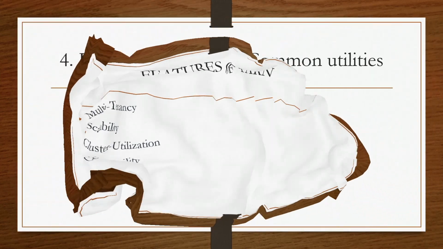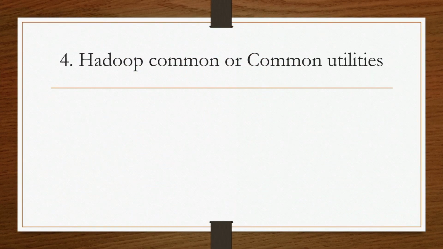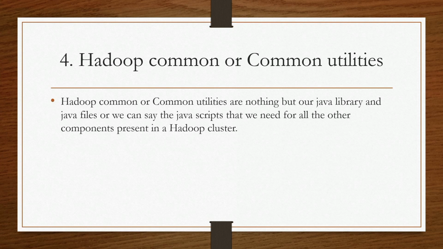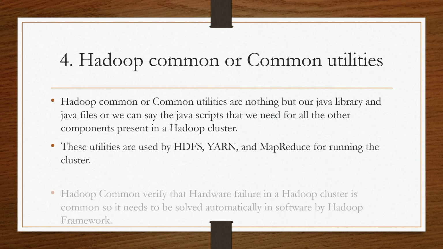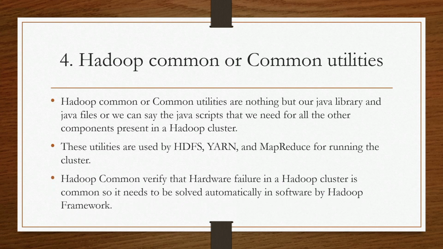Hadoop Common, or the common utilities. The Hadoop Common utilities are nothing but our Java libraries and Java files, or we can say the scripts that we need for all other components present in the Hadoop cluster. These utilities are used by HDFS, YARN and MapReduce for running the cluster. Hadoop Common verifies hardware failures in the Hadoop cluster, as failures are common, so they need to be solved automatically in software by the Hadoop framework.